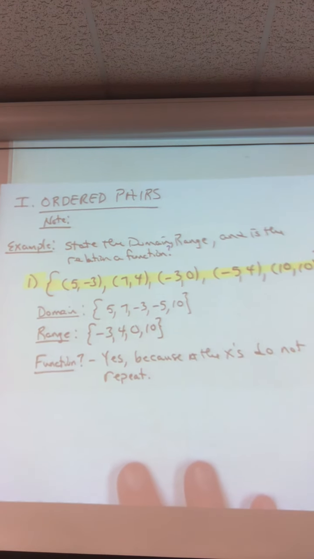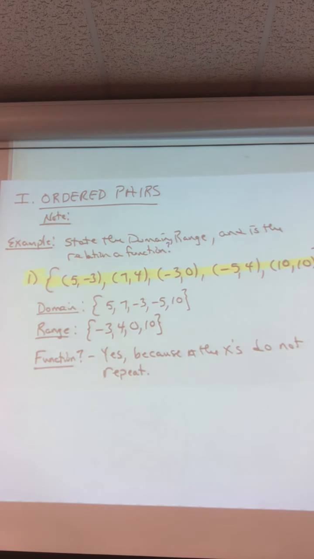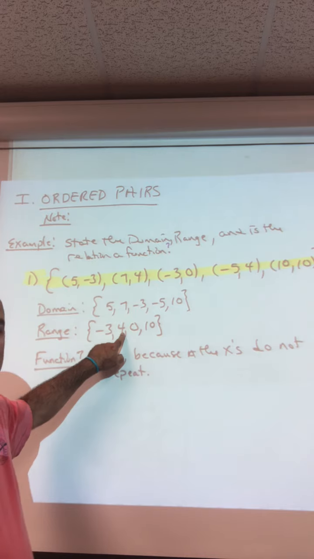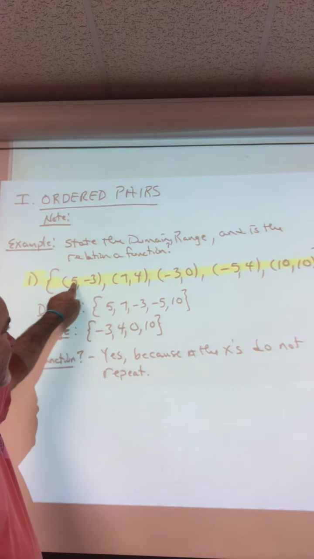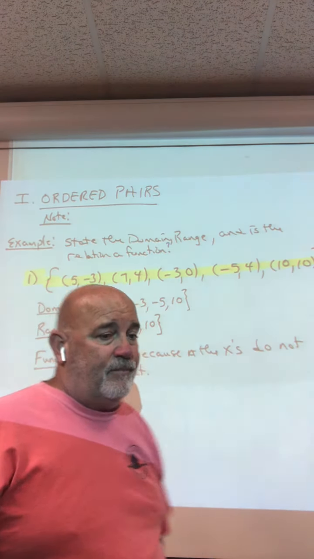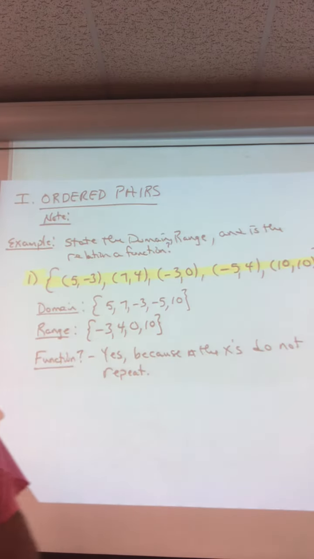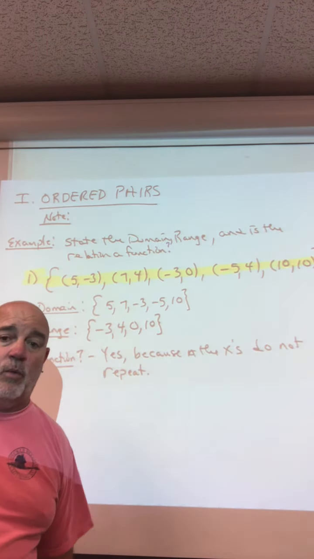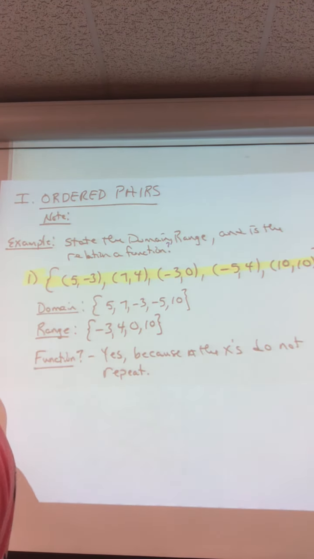You say, now wait a minute, the 4s repeat. The 4s are the y's. That's the range. That's okay. It's the x's that cannot repeat with a function. And I would also write the reason why, just so you'll remember later why you said yes. And not only that, probably on test, I will ask why.